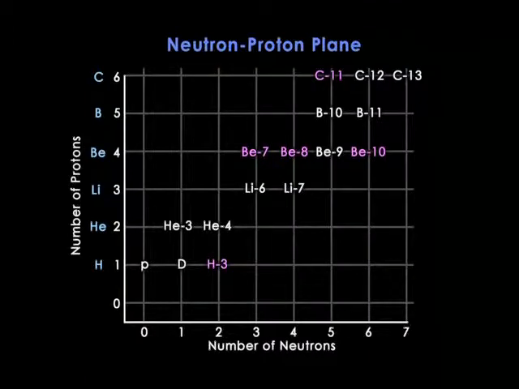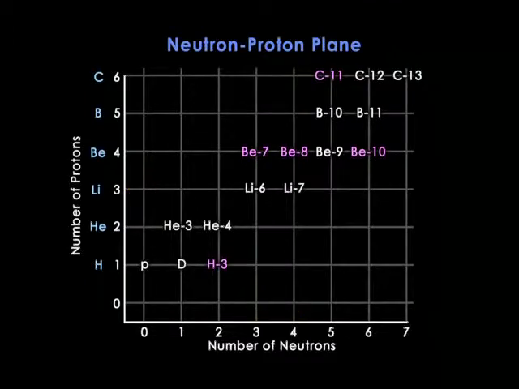The unstable ones I've coloured purple. Now you'll notice that each element has several possible nuclei. For example, lithium, with 3 protons, has 2 versions, or isotopes, to use the proper word. Lithium-6 with 3 neutrons, and lithium-7 with 4 neutrons. Notice the number in the name refers to the total number of protons and neutrons.